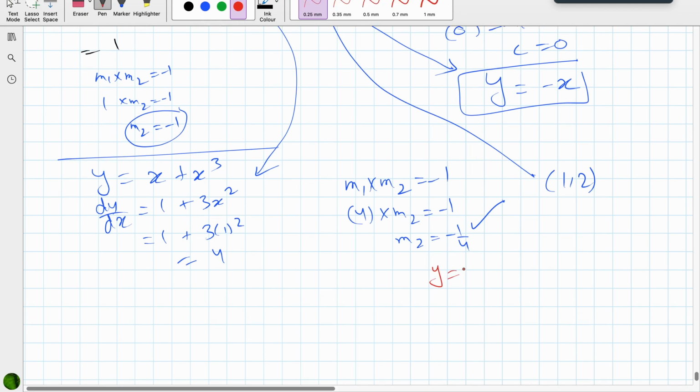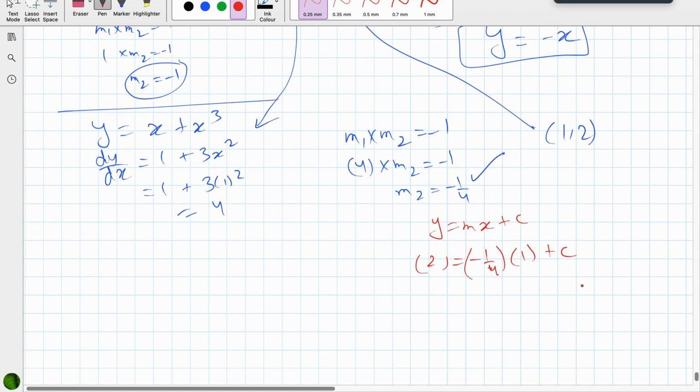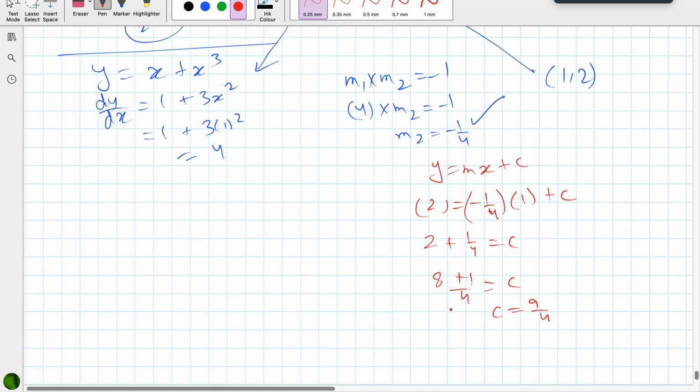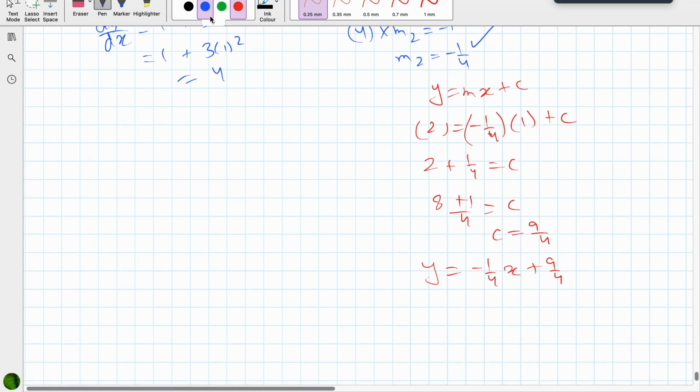Y is equal to mx plus c. Y is 2, gradient is minus 1 by 4, x is 1, and solving for c: 2 plus 1 by 4, c is equal to 9 by 4. So finally y is equal to mx plus c. Either leave it as it is or rearrange, multiplying the whole equation by 4: 4y equals minus x plus 9. So these were the two equations. Any problem till now?